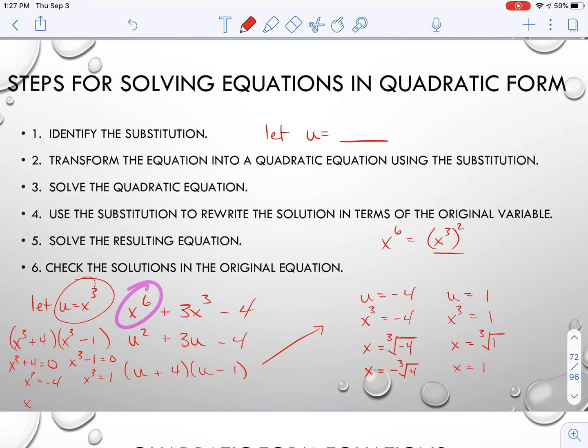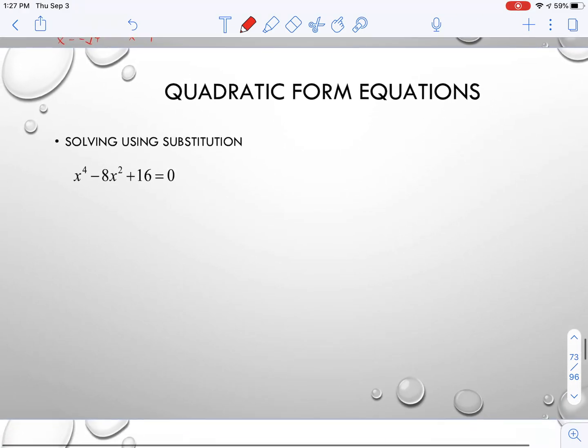And I would end up with my solutions then of x equals the opposite of the cube root of 4 and x equals 1 when I solve them. So I can get the same answers. When it is a polynomial function, it is sometimes easier to just straight factor it than it is to do the substitution. There are going to be some equations where we're going to want to make that substitution though. So let's take a look at a couple.